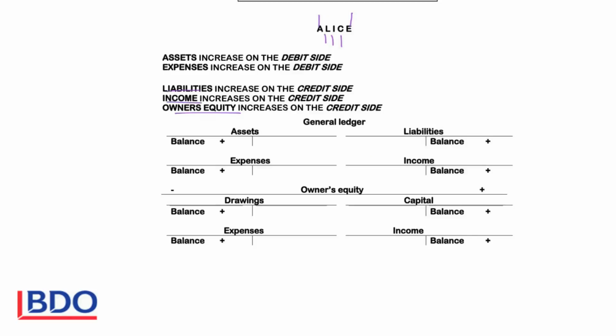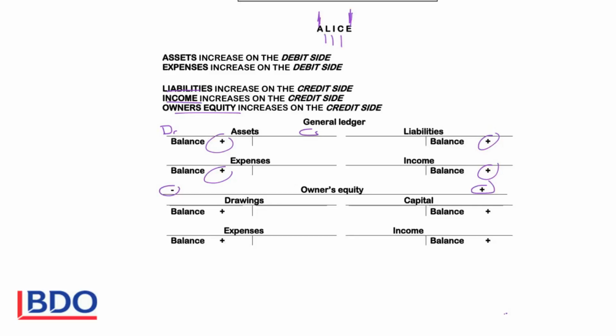So in the general ledger, the left-hand side is the debit side of your ledger. The right-hand side is the credit side of your ledger. Assets and expenses increase on the debit side, and they will always have debit balances. Liabilities, income will always increase on the credit side, and they will always have credit balances. Capital and equity is the same. That's the money that belongs to the owner. Owner's equity increases on the credit side and decreases on the debit side.